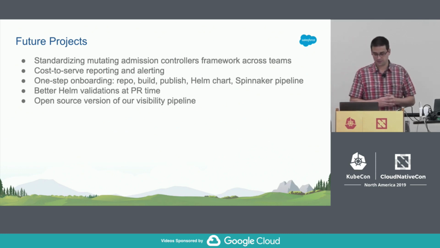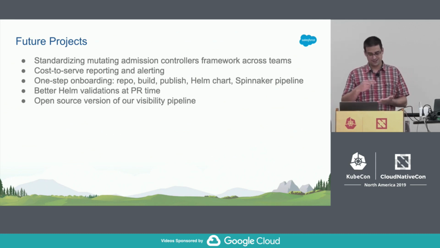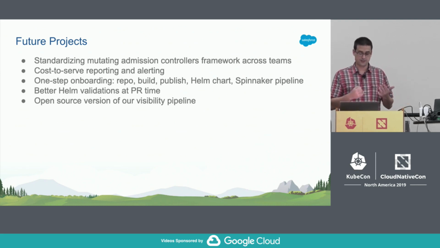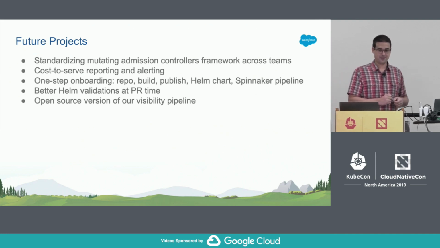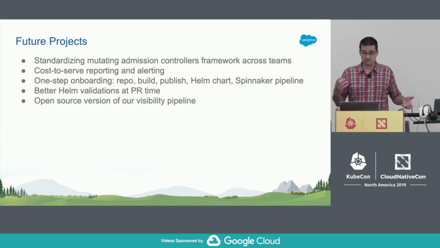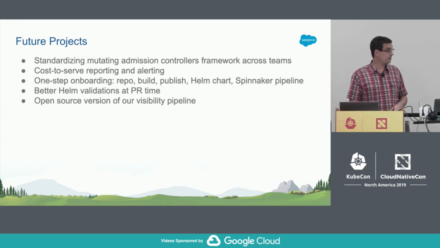Next up is one-step onboarding. So if an internal team wants to build a new microservice and they're kind of new to this space, all they need is a repo and source code and a build script and a Docker file and a CI job to publish the Docker file and a Helm chart and a Spinnaker pipeline, and then they get their app deployed to a test bed. But that's a lot of new technologies to all take in at once.